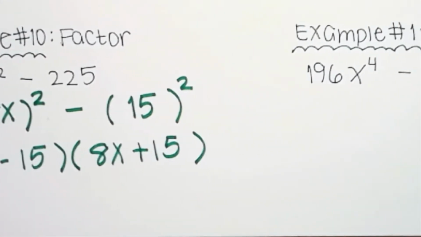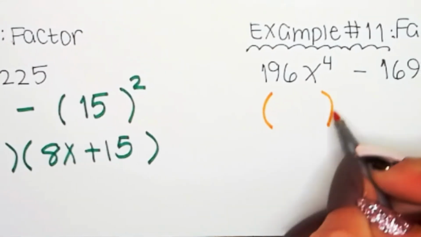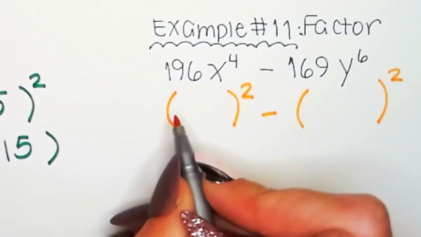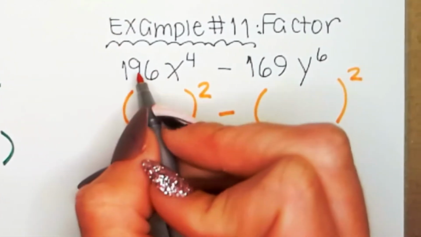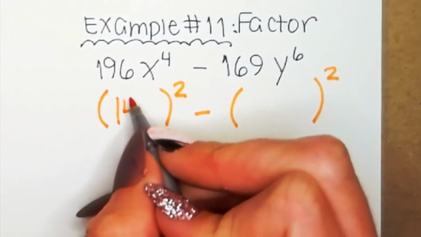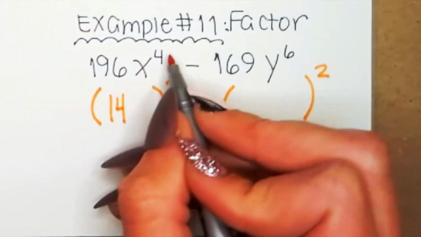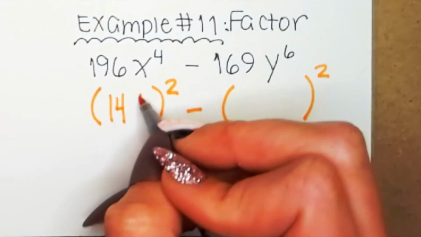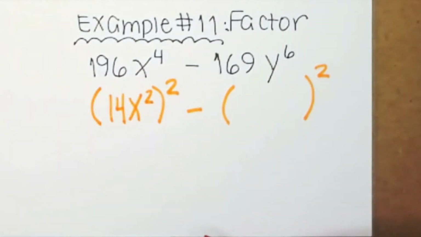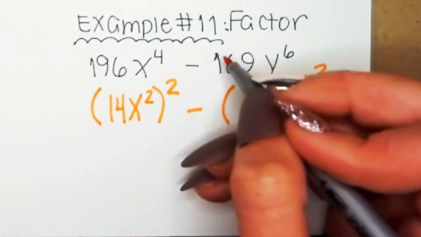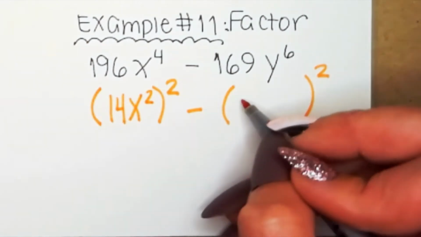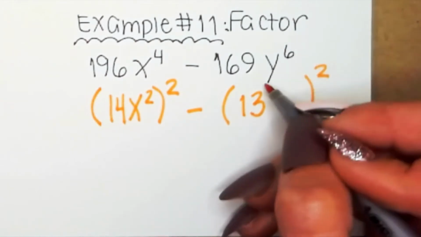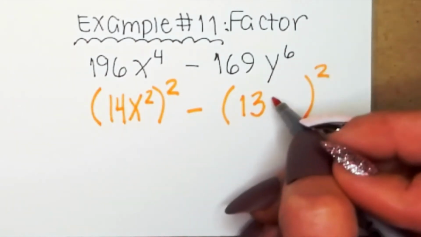One more. What's being squared to make each of these terms? 196 you should recognize as a perfect square. It's 14 times 14. X to the fourth. What times itself is x to the 4? X to the second. 169 is also on that list of math facts. That's 13 times 13. What times itself is y to the 6th?